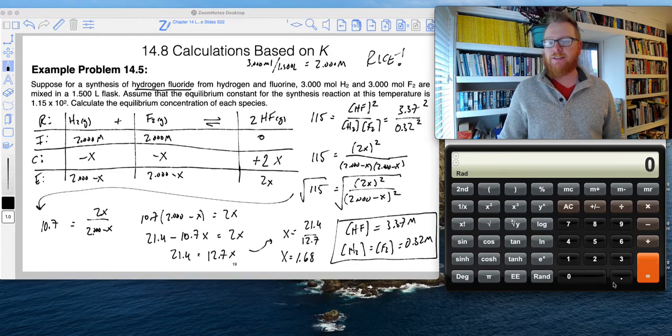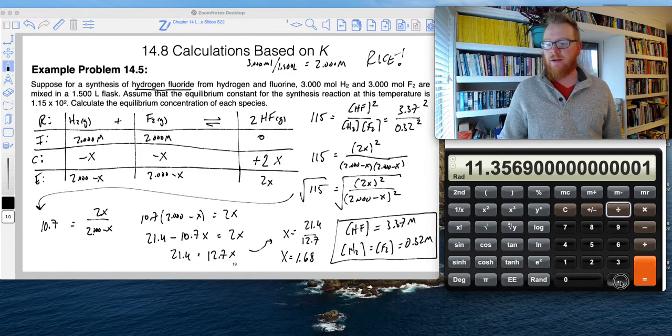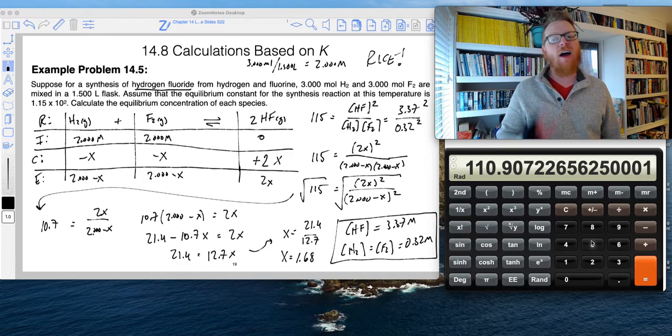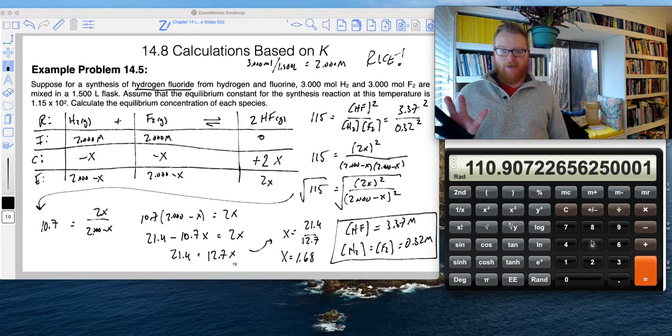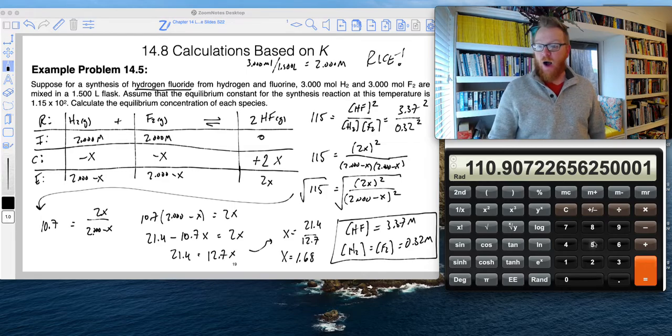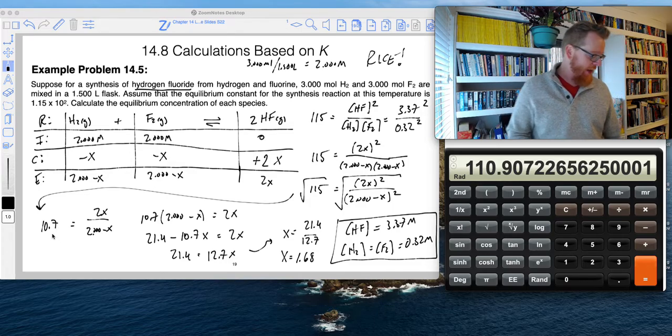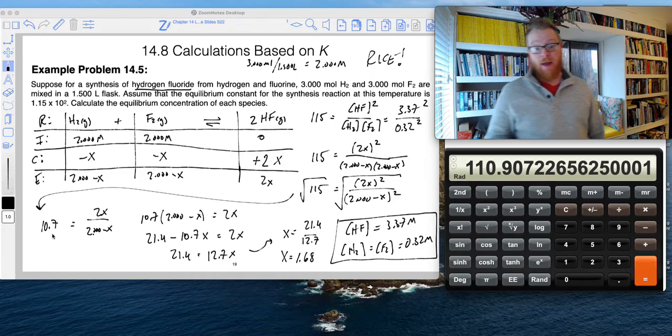Okay, so let's see, that's 3.37 squared divided by 0.32 squared equals, and once again, we got close enough that that's good for me. Okay, if you're super anal and you want to nail that 115 right on the money, we probably could have carried a few extra sig figs through there. Okay, and that would have given us a slightly better answer. But this is okay by me.